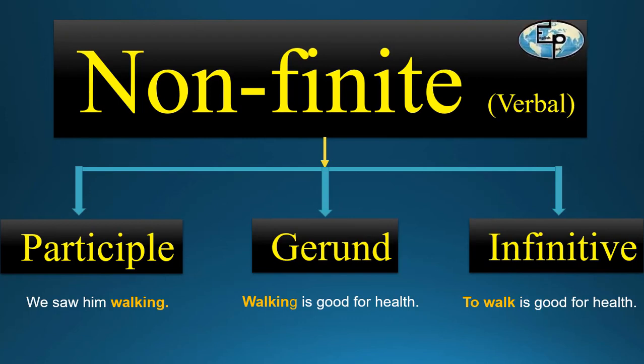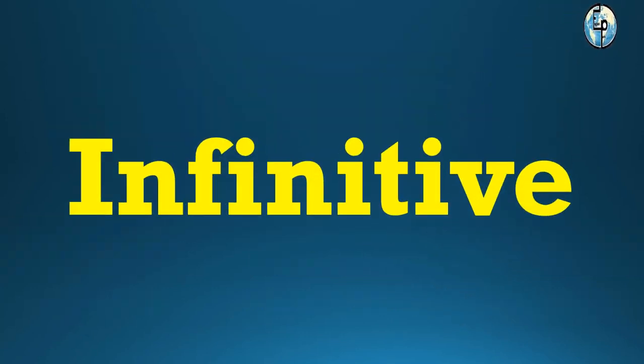Participle. Example: We saw him walking. Gerund. Example: Walking is good for health. Infinitive. Example: To walk is good for health. Now, infinitive will be dealt with.